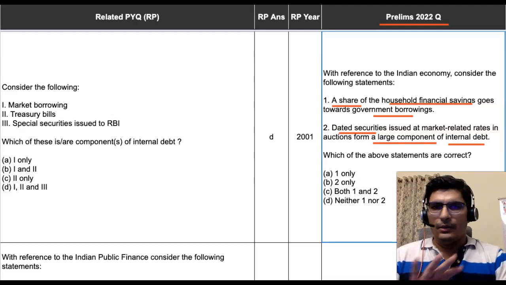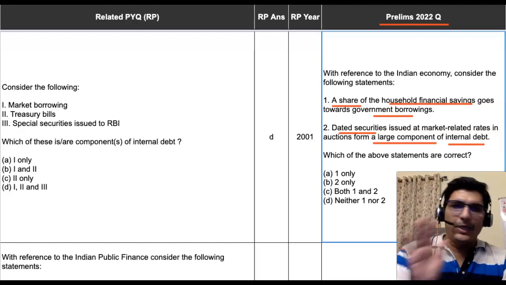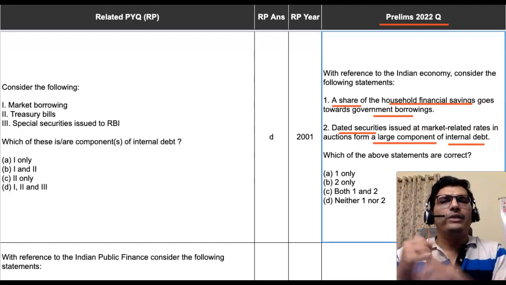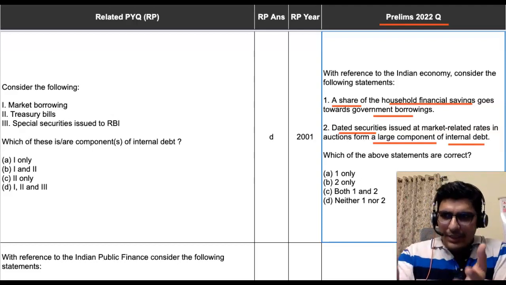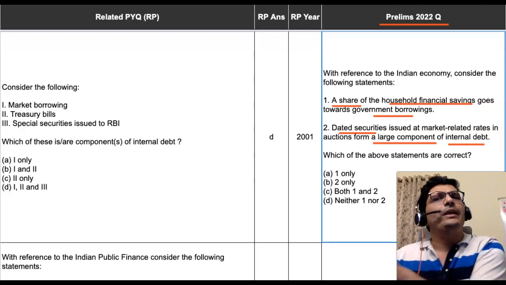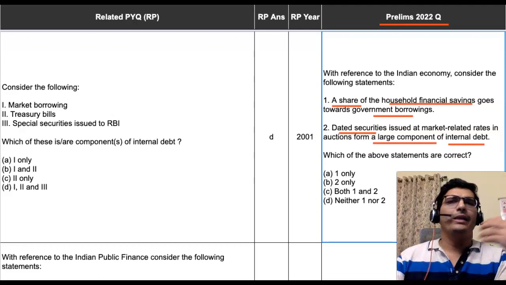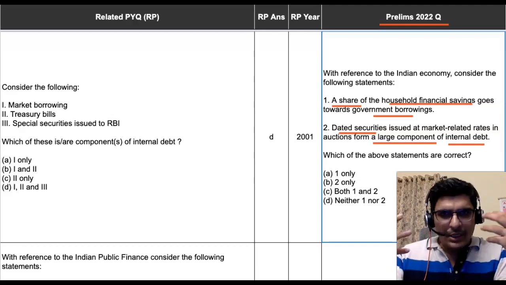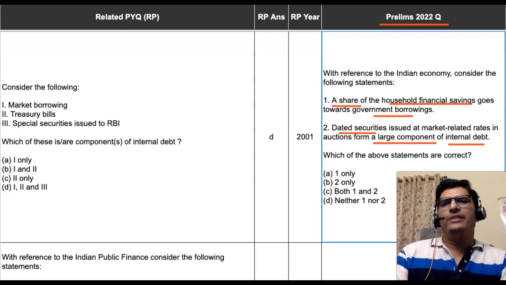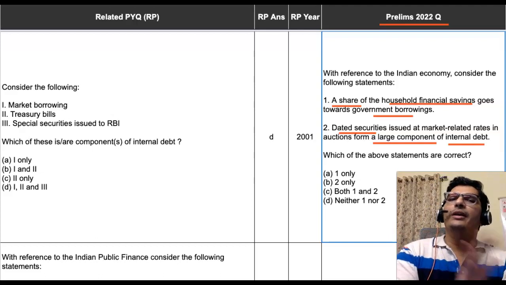So the constraints are set by the second statement. We are talking about dated securities. What are dated securities? Securities that will have a fixed date of maturity, right? So most likely we are talking about debt instruments like bonds. So dated securities form a large component of internal debt.